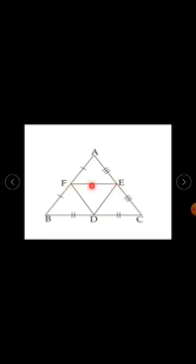Therefore, FE is half of BC by midpoint theorem. DE is half of AB, again reason is midpoint theorem. FD is half of AC, again reason is midpoint theorem.